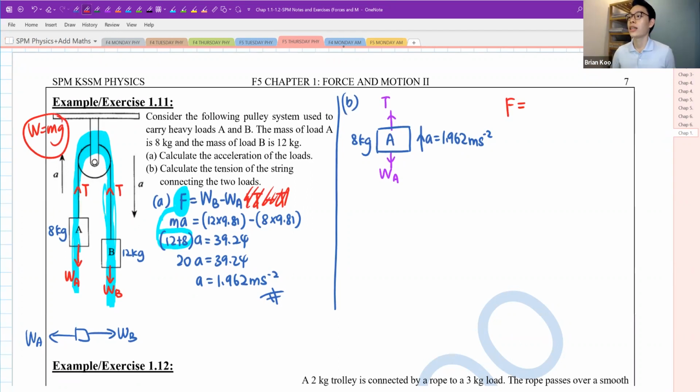So let's try to write it out. Resultant force is the bigger force pulling up one minus the smaller force. Okay, what is the force? F equals to MA. You can go and try to do yourself. We're looking for the tension. What is the weight of A? It is just 8 kg times 9.81. Okay, the mass that you're looking at right now is only 8 kg. How fast is this 8 kg accelerating? 1.962.